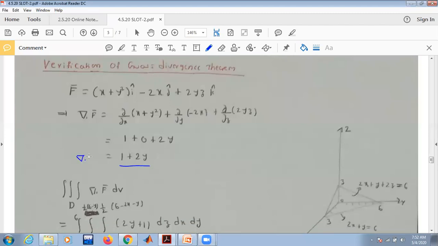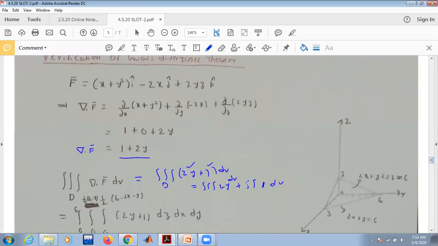Now you need to find del dot f bar dv. So del dot f bar dv means the triple integral of 2y plus 1 dv over the domain D. Can I write this 2y plus 1 dv as triple integral 2y dv plus triple integral 1 dv? I am separating this, I have taken the triple integral to each term. What is the advantage in writing like this? What is triple integral 1 dv?